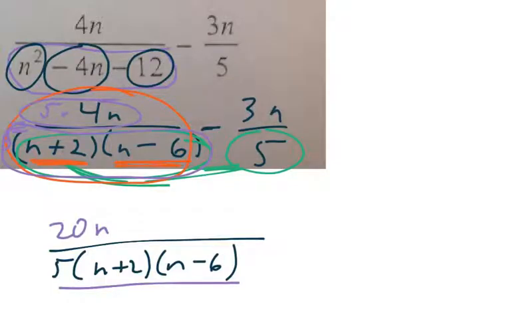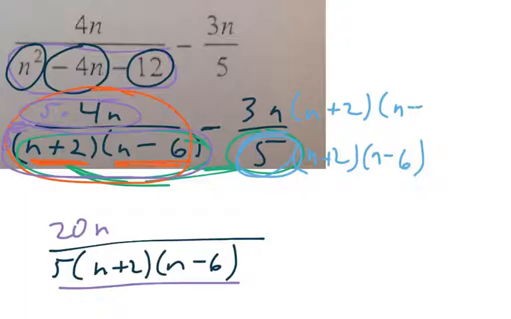Now what? Well, let's look at our second fraction. Over here, notice, we just have a 5. Don't we need the n plus 2 times the n minus 6? We sure do. So does it not make sense? I'm going to do n plus 2 times n minus 6 in the numerator as well. So now let's just multiply all of this together, which actually is kind of a pain, but here we go. Let's go ahead and do them one at a time.